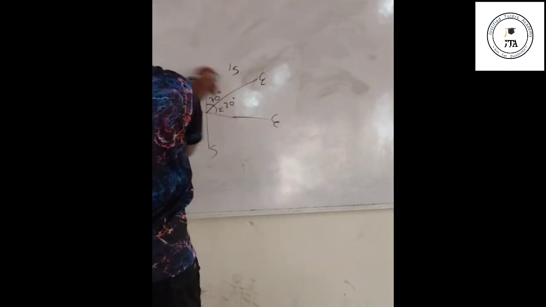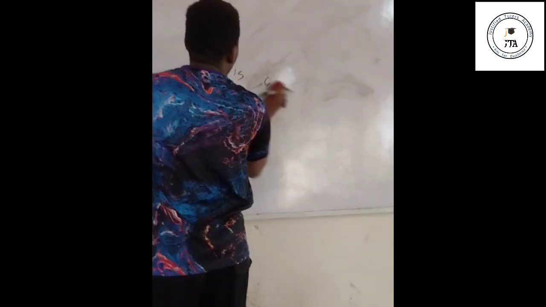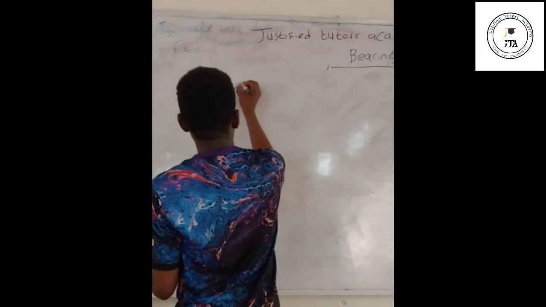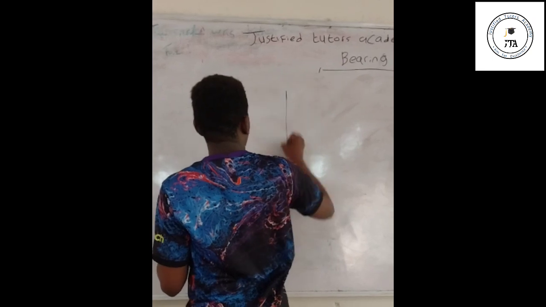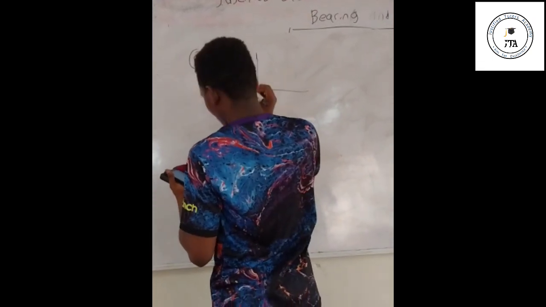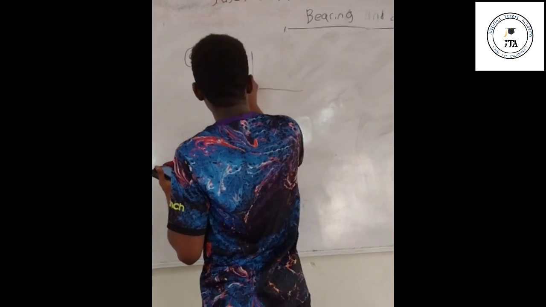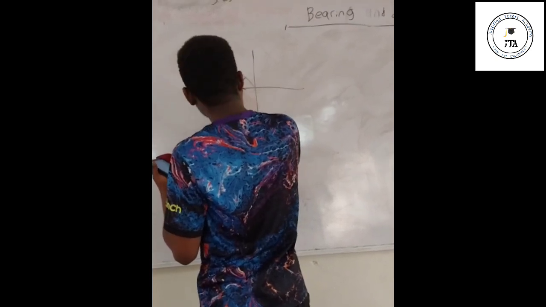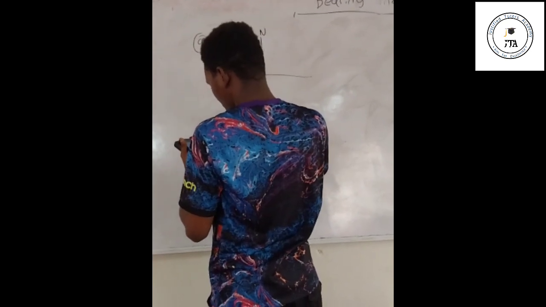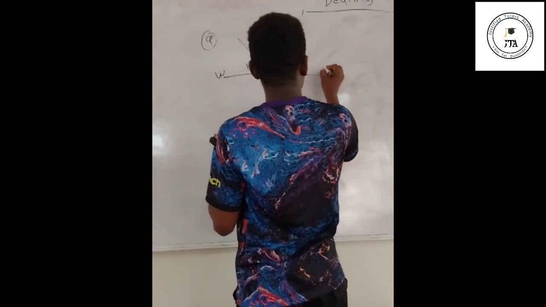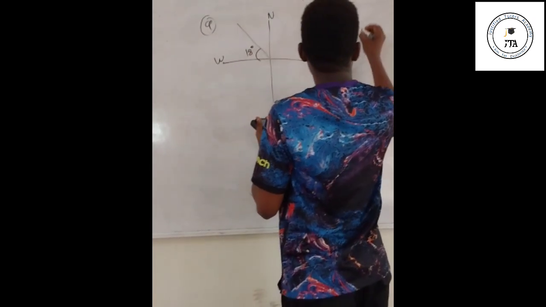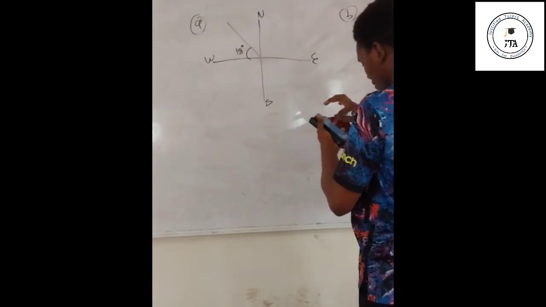Let me draw it now for you guys. So we have number 1. I have the 18 degree west north, east, south. I have here D.